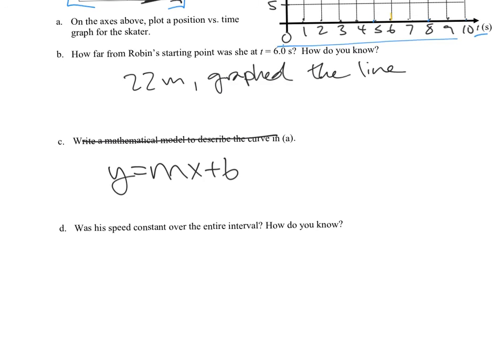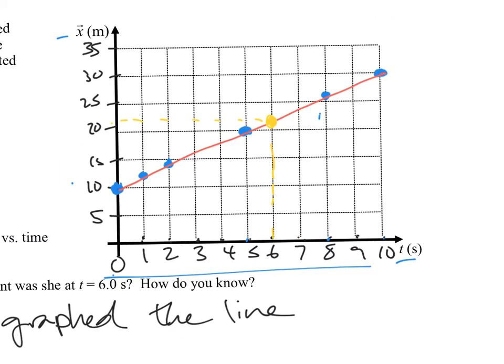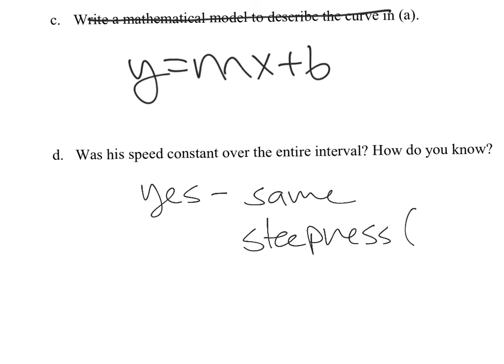Was his speed constant over the entire interval? How do you know? Good question. Let's go look at the graph. So what we're looking at is the speed, and the speed is the same as the steepness of the line. And that looks pretty much the same throughout. It stays about the same steepness. So over on this question, we're going to put yes, same steepness, which is also called slope.